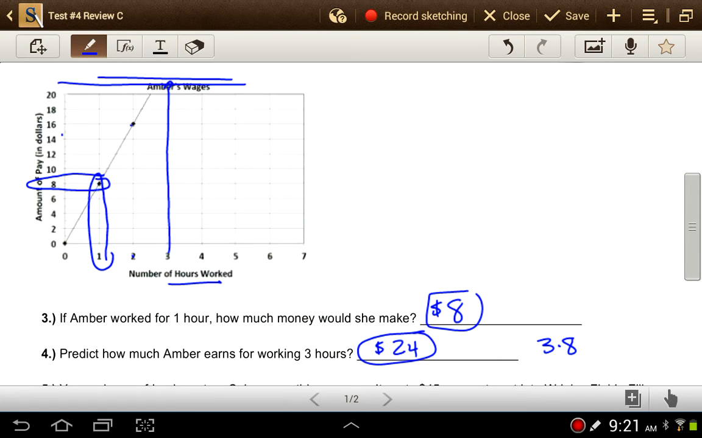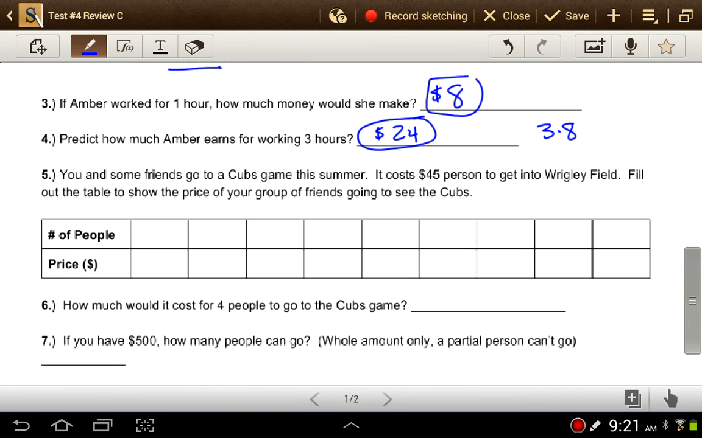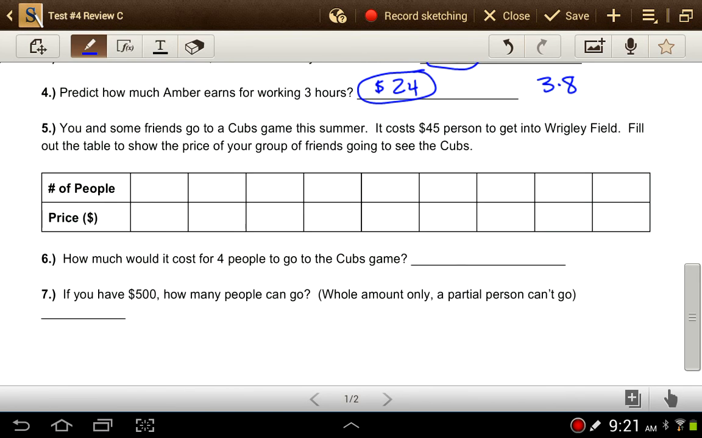Alright, so you're looking for patterns to predict the future, finding that constant number that you're multiplying or dividing by, as in the previous problem. Okay, I'm going to move on to the next set of questions, which is using a table. You and some friends go to a Cubs game this summer. It costs $45 to get into Wrigley Field. Fill in the table. Okay, so number of people: 1, 2, 3, 4, 5, 6, 7, 8, 9.